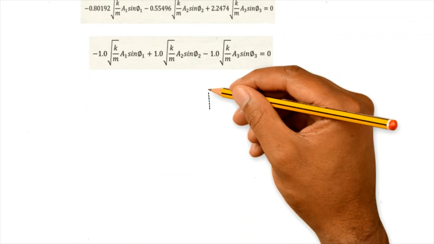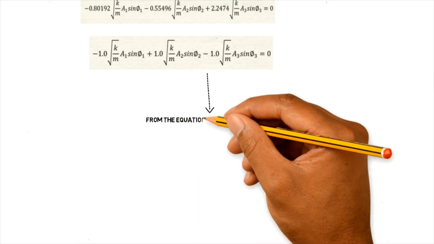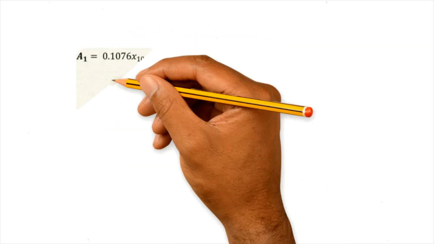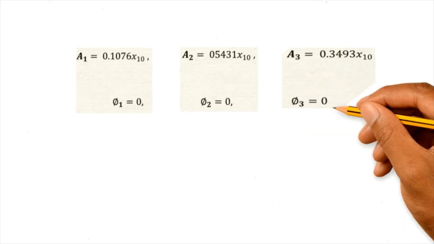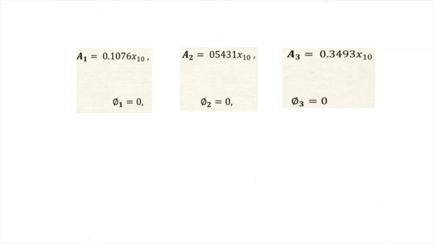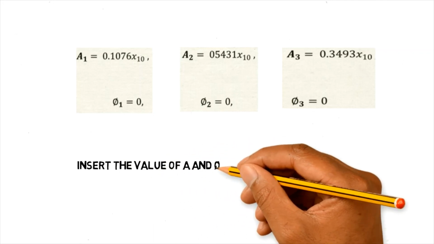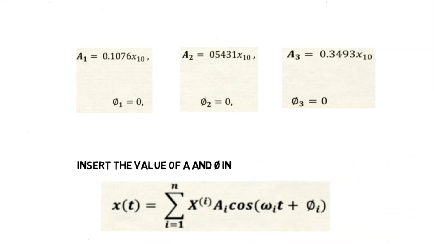The application of the initial condition in equation 6 for displacement and equation 7 for velocity leads to the equation shown. From previous equation, result for A and V is obtained. The free vibration response of the spring mass shown is obtained by inserting the value of A and V from the previous solution.